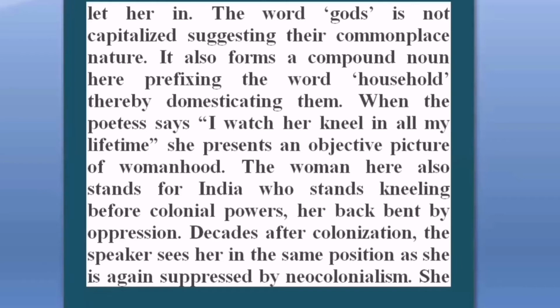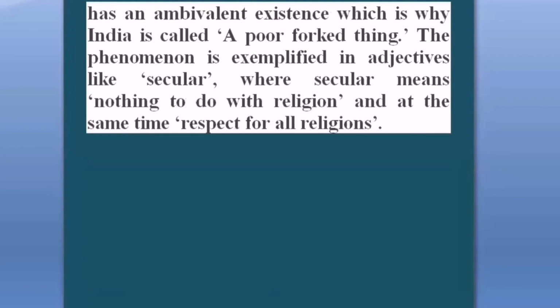When the poetess says, I watched her kneel in all my lifetime, she presents an objective picture of womanhood. The woman here also stands for India, who stands kneeling before colonial powers, her back bent by oppression. Decades after colonization, the speaker sees her in the same position as she is again suppressed by neo-colonialism. She has an ambivalent existence, which is why India is called a poor forked thing. The phenomenon is exemplified in adjectives like secular, where secular means nothing to do with religion, and at the same time respect for all the religions.